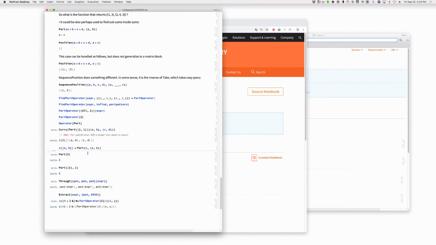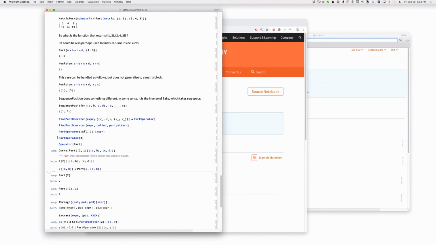Anyway, all right. Anything else we should cover here? I think it's worth trying to implement some of this stuff and see whether this actually makes any sense. Part operator and find part operator.